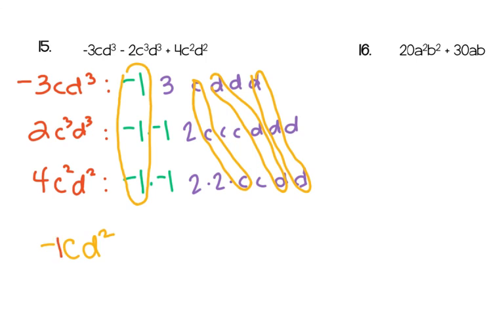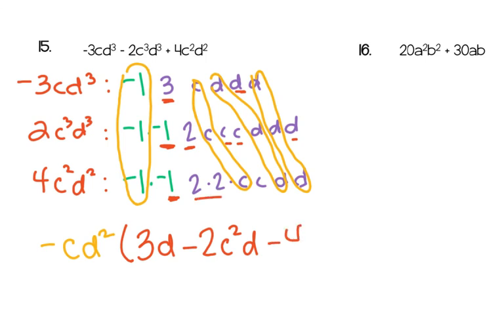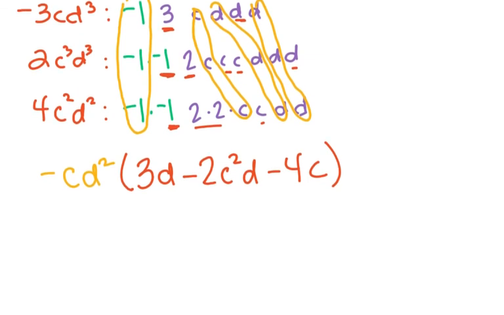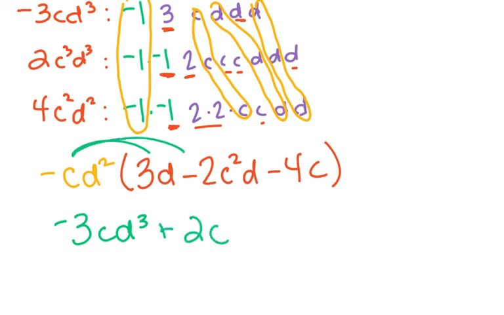You could write 1. It's just not really something that we do. And so then what's left is 3D, and then this is -2 C to the second D, and then this is -4 C. And then you want to check, for sure check these ones. So we're going to multiply that. So I'm going to have -3 C D to the third plus 2 C to the third D to the third plus 4 C to the second D to the second.